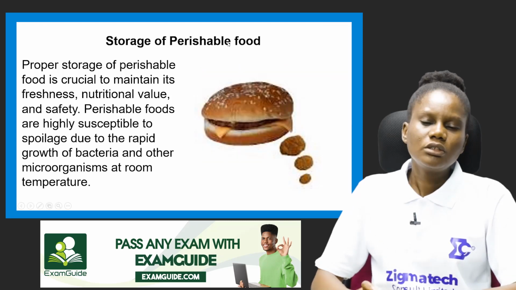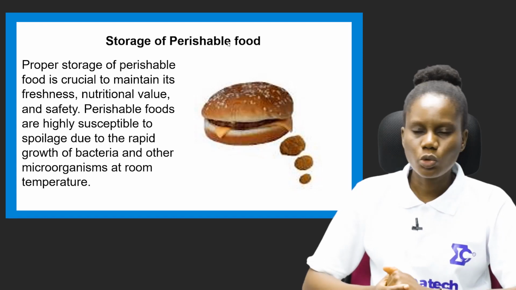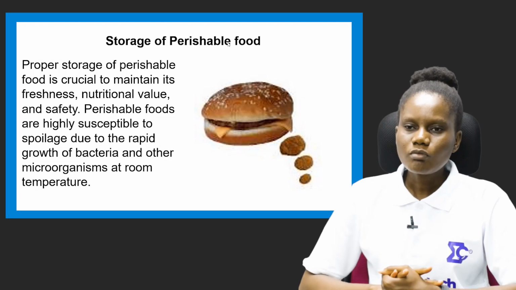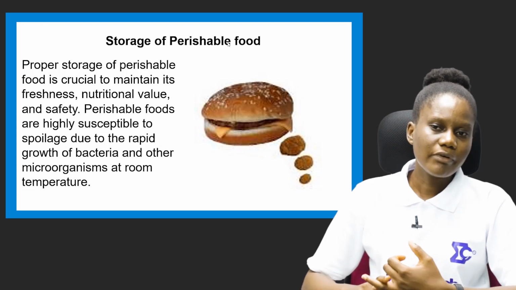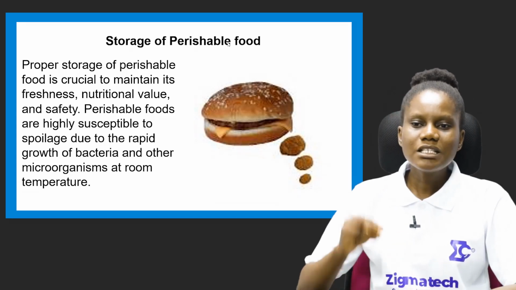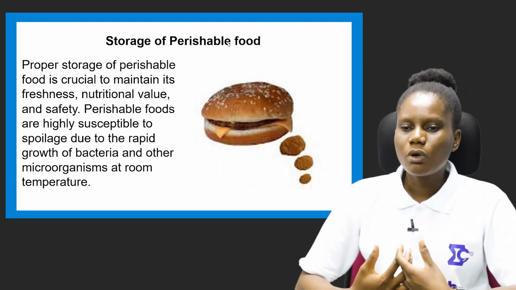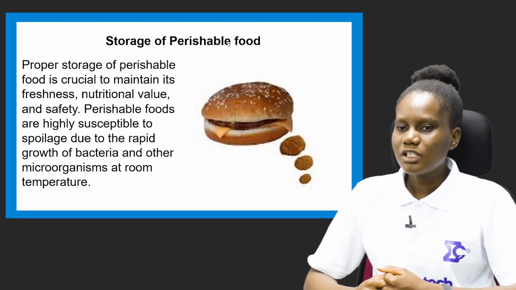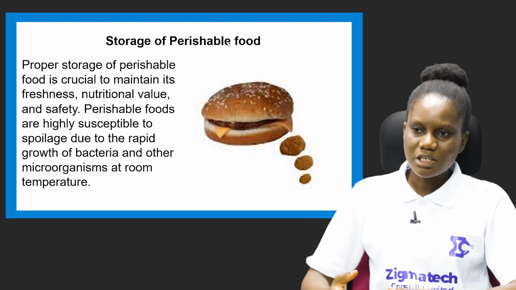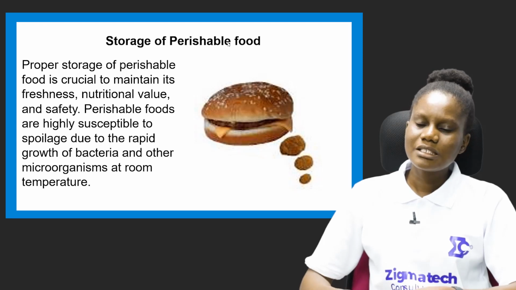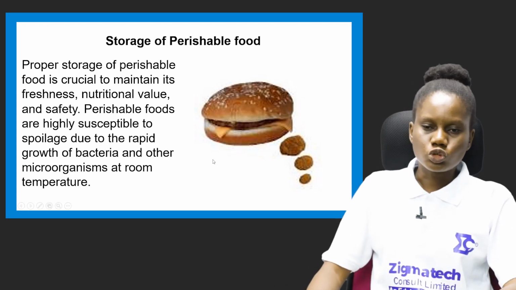So how do you store this perishable food? Because these are the foods we have in our homes from day to day. So how do we store them to keep them intact? Proper storage of perishable food is crucial to maintain its freshness, its nutritional value, and safety. Perishable foods are highly susceptible to spoilage due to rapid growth of bacteria and other microorganisms at room temperature. And why are they susceptible to spoilage? Because they have high moisture content, so bacteria and other microorganisms can easily act on them at room temperature.